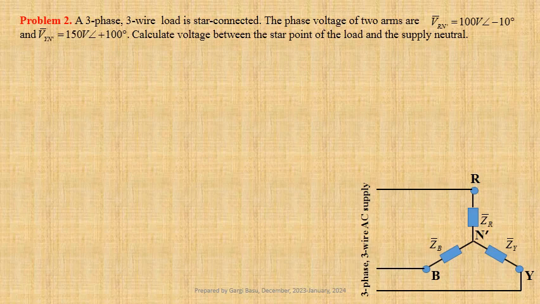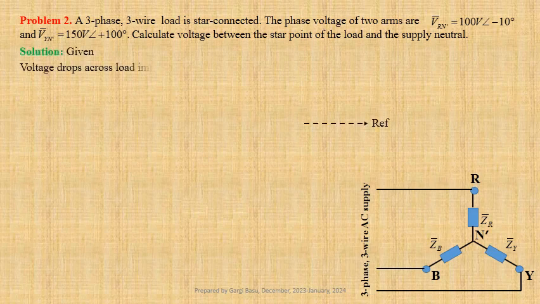A three-phase three-wire load is star connected. The phase voltages of two phases are Vrn dash equals 100 volt at an angle minus 10 degree and Vyn dash equals 150 volt at an angle plus 100 degree. We have to determine the voltage between the star point of the load and the supply neutral. Let us first write down the given data.